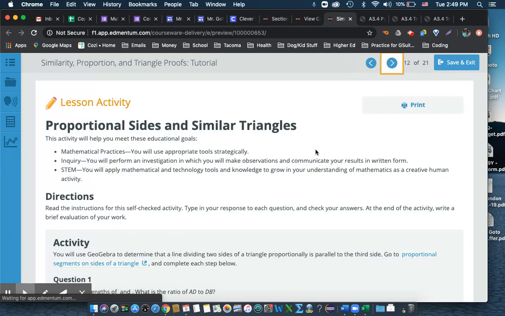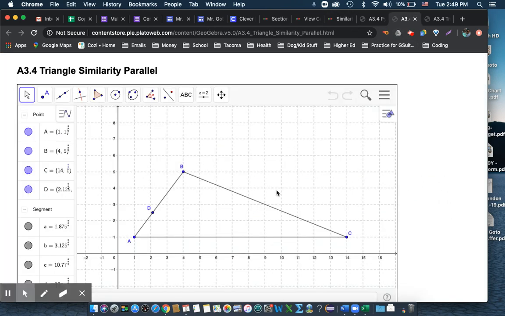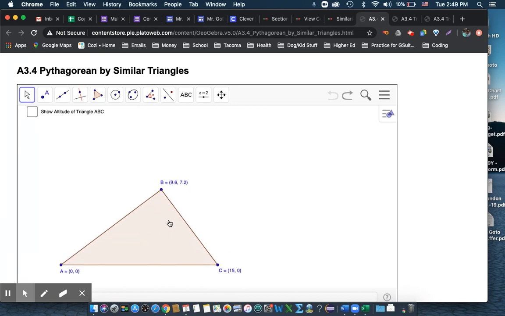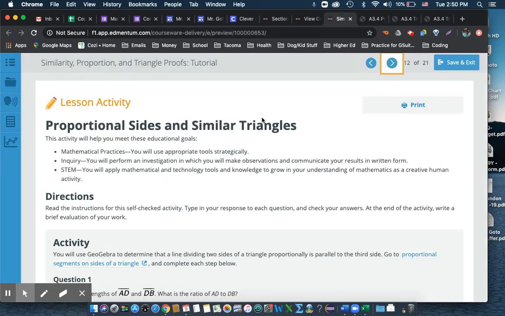More information for you to go over. Next activity would be this guy right here. Now this one is talking about drawing in parallel lines. I think that's the right one. No, sorry, it's this one right here. 8.3. Which one is it? Which one?